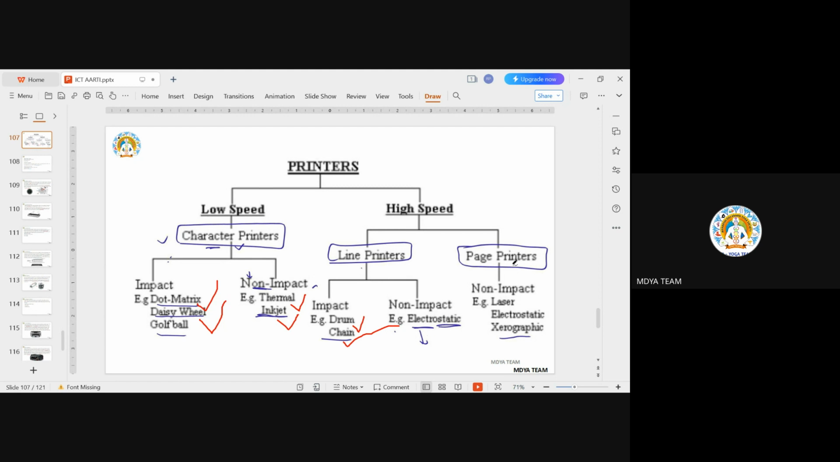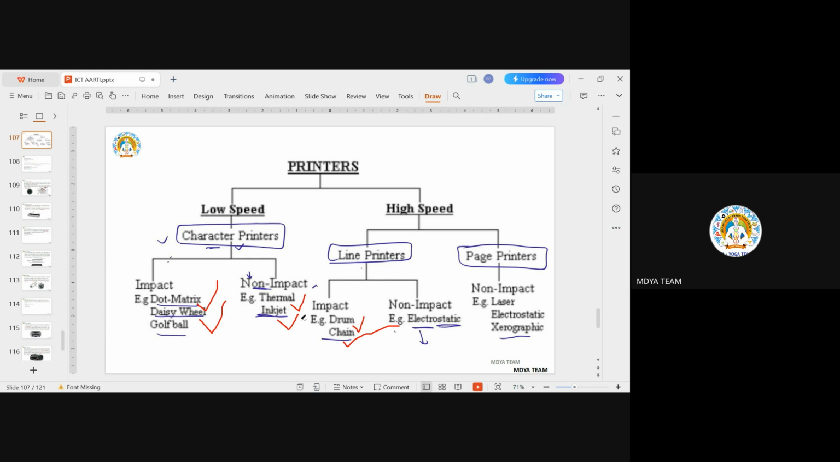A page printer is non-impact, and laser printers, which use electricity, come under the line printers and also under the page printer. Xerographic printers are commonly used. So these are the differences, and you first have to learn this chart, this picture, this image.